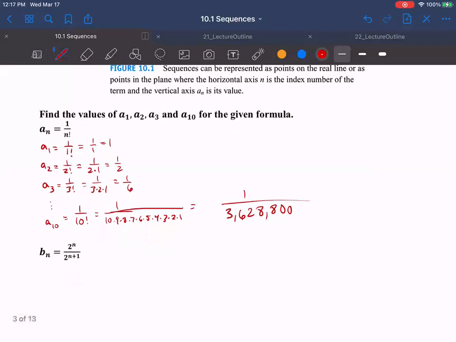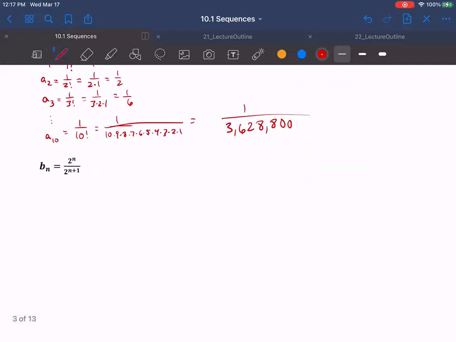What about the next one? Why don't y'all try writing 1, 2, and 3 out, and 10.